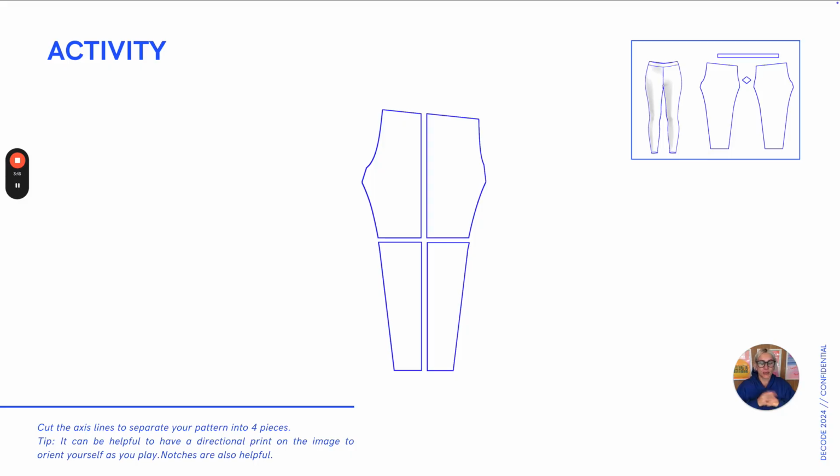Now, this is a blank pattern I'm showing you. It can be really helpful to use a directional pattern. I've drawn little squiggles on my paper pattern before, so I can remember which way is up, which is down, and which way the directional print goes. So feel free to do that as well.